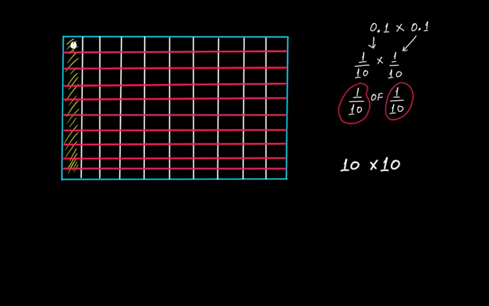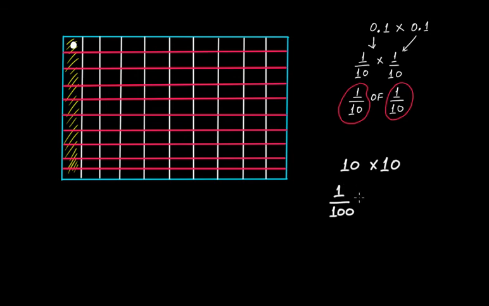And what does this single part, this block, tell us? What fraction does it tell us? It tells us 1/100, right? There are 100 equal parts, and you're taking out one part from this 1/10. It means that this single block is representing 1/100.